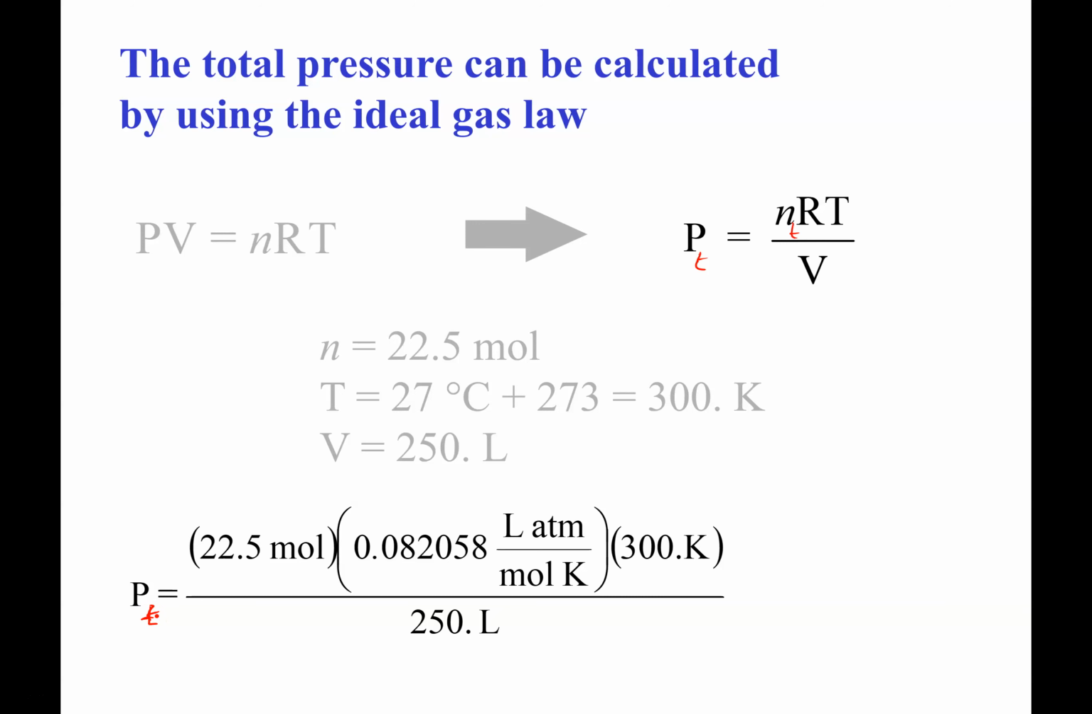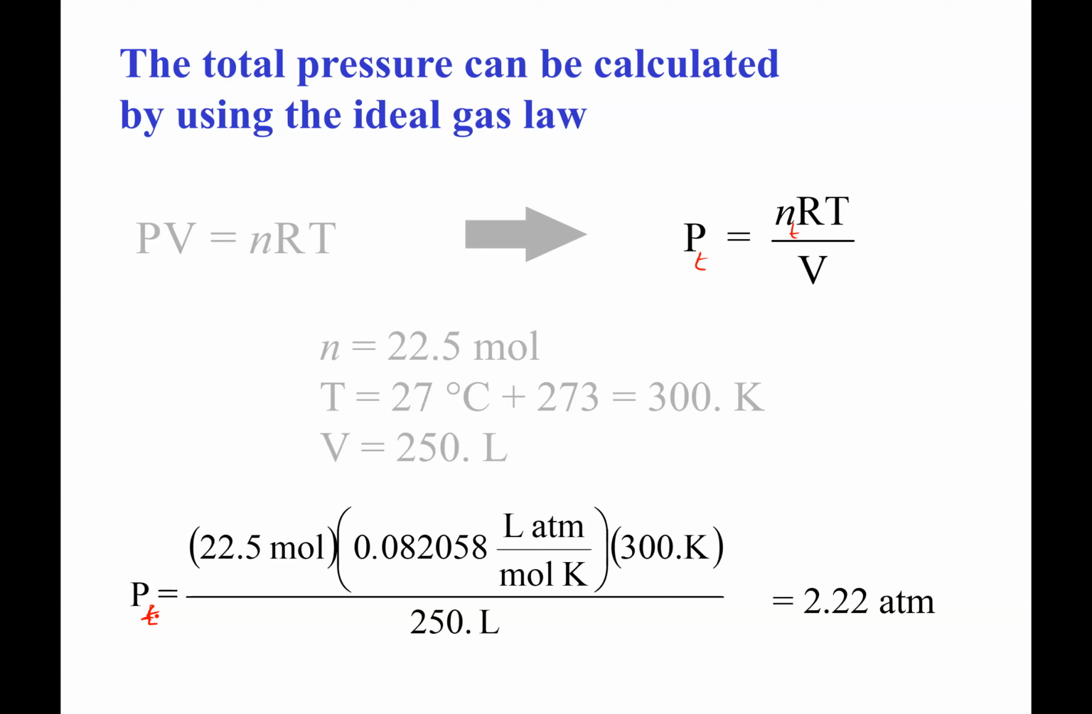Rounding to 3 sig figs, and units will be atmospheres, you end up with 2.22 atmospheres. Now, from that pressure, one of our things was to come up with the partial pressure of just nitrogen.